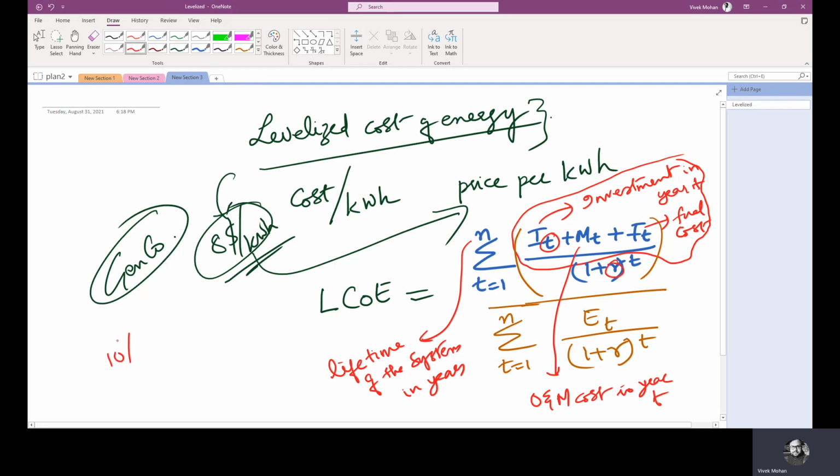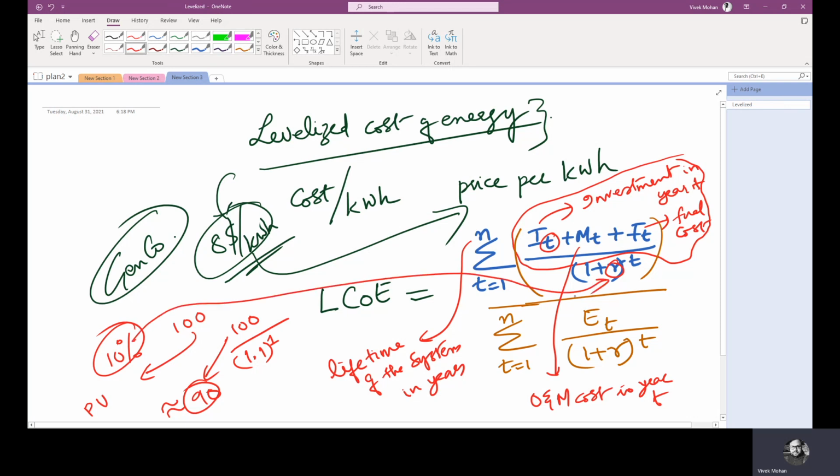So if 10% is the interest, then 100 rupees after 1 year, if you want to convert this to present value, then 100 divided by 1.1, that is 1 plus 10%, that is 1.1 for 1 year, right? After 1 year, so 1.1 whole raised to 1. This is approximately 90. So this is the present value of this 100 if the interest is 10%. So this is what this 10% is, what is this R.